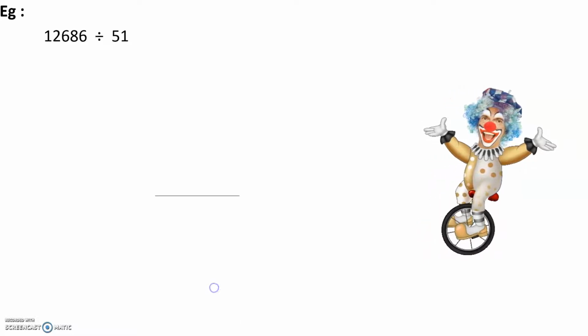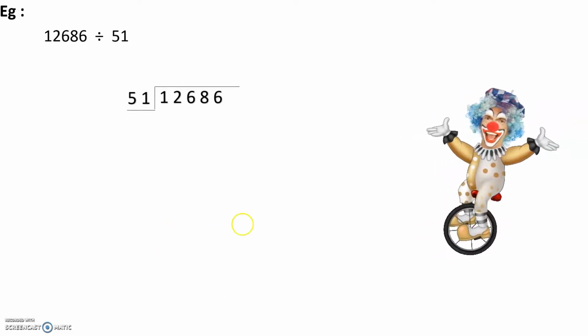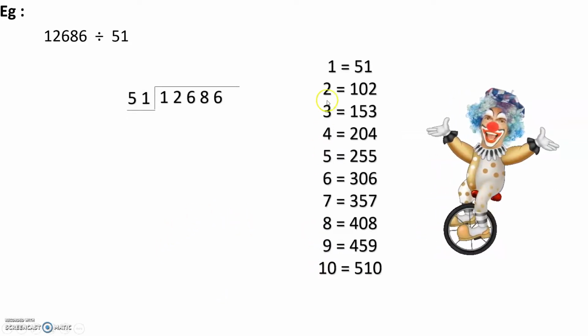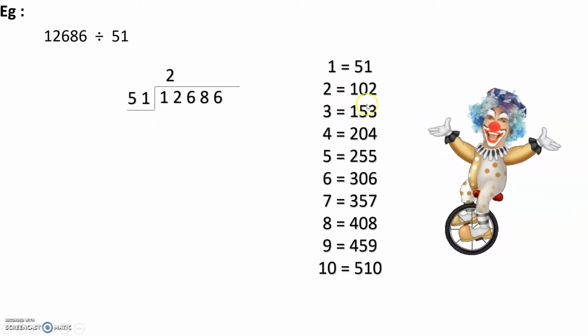Let's see an example. 12,686 divided by 51. Let's see how to divide it. Before starting this, we'll write 51 ka table here and we'll keep it for us to find it easy. So now 51 twos are 102. We'll just take 3 digits number.